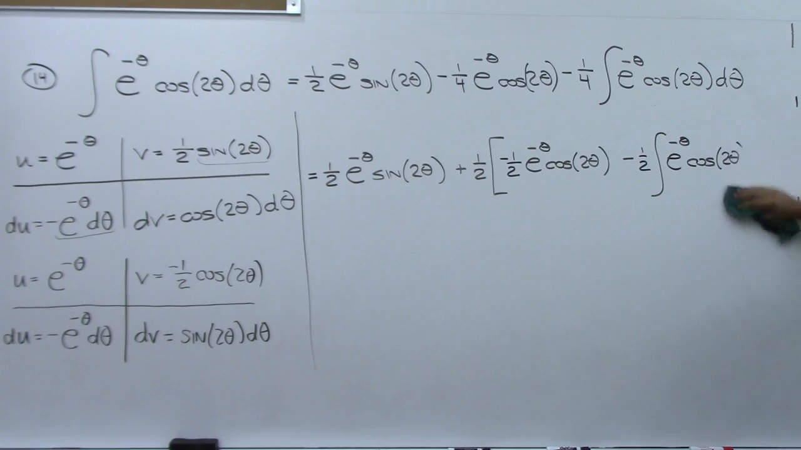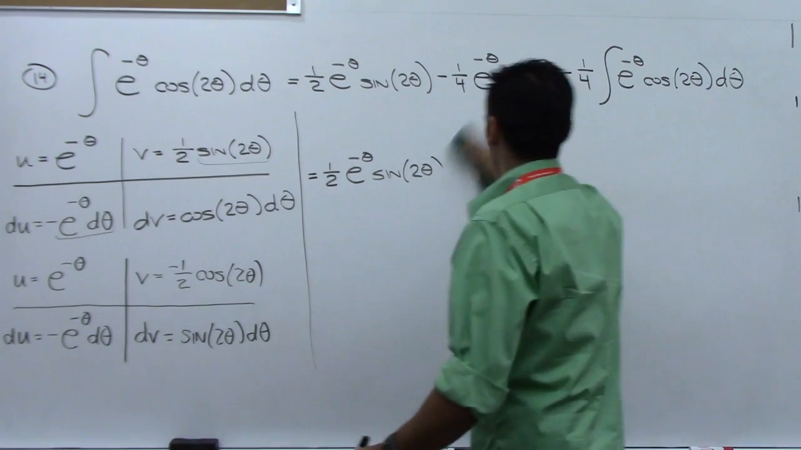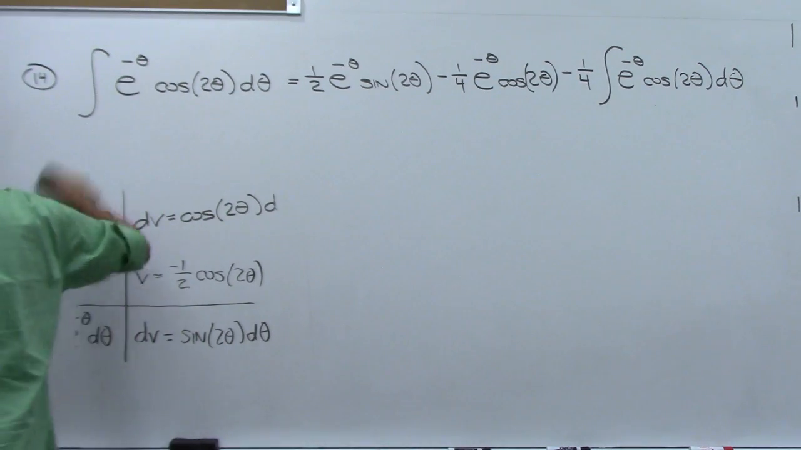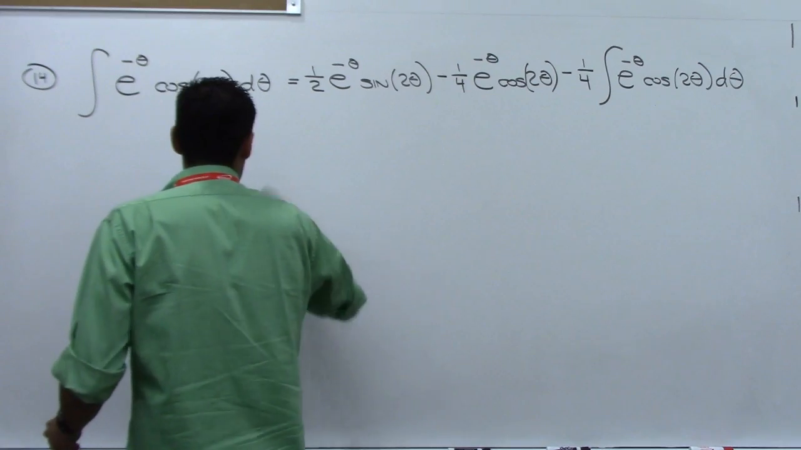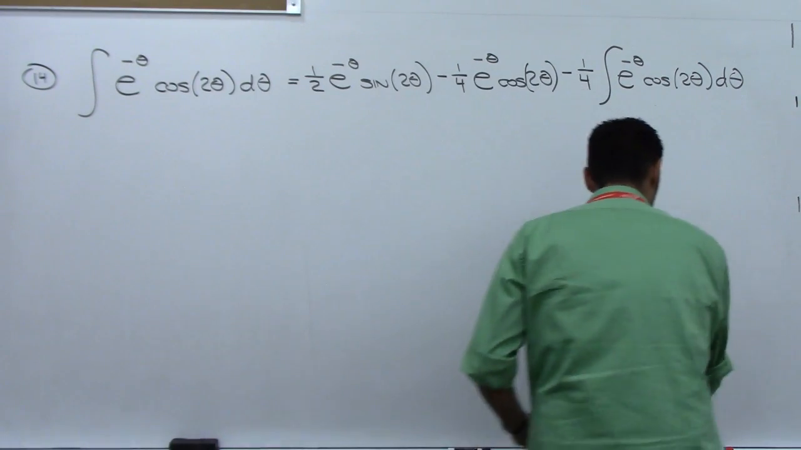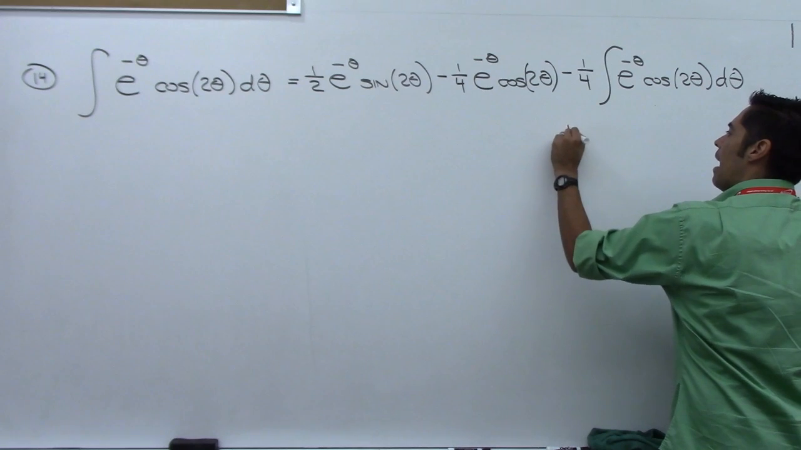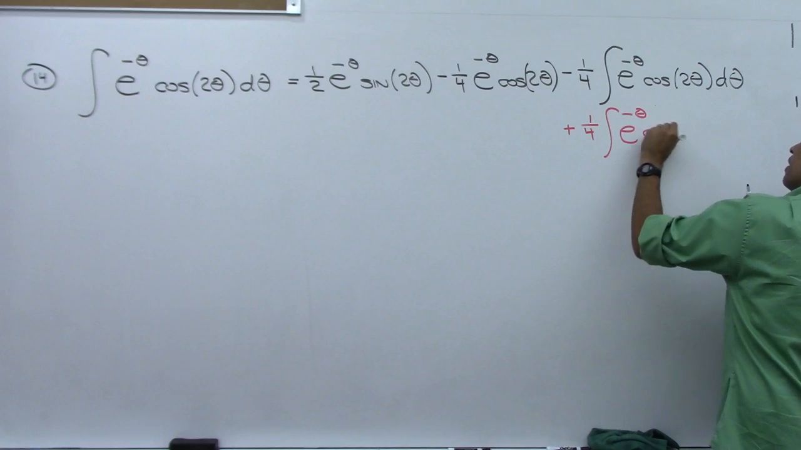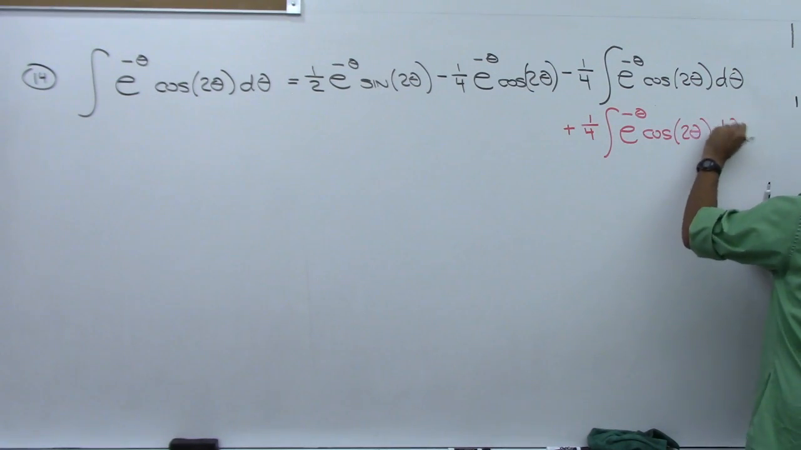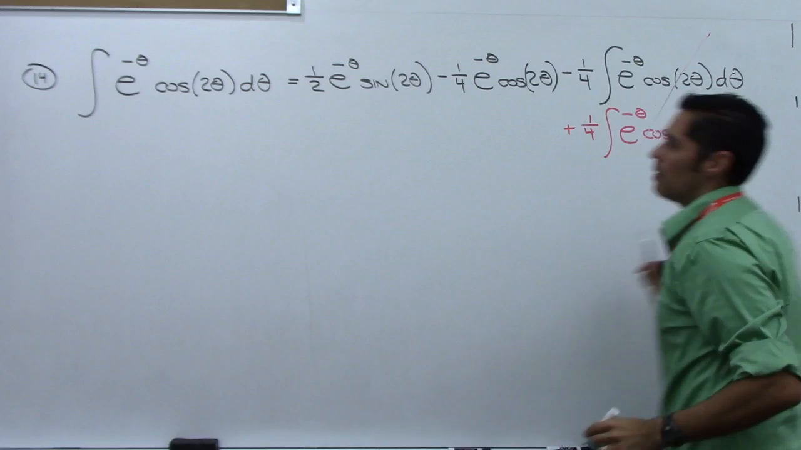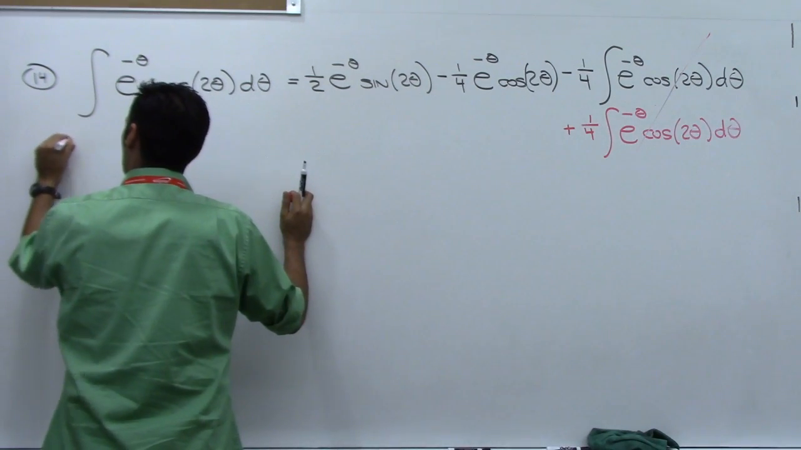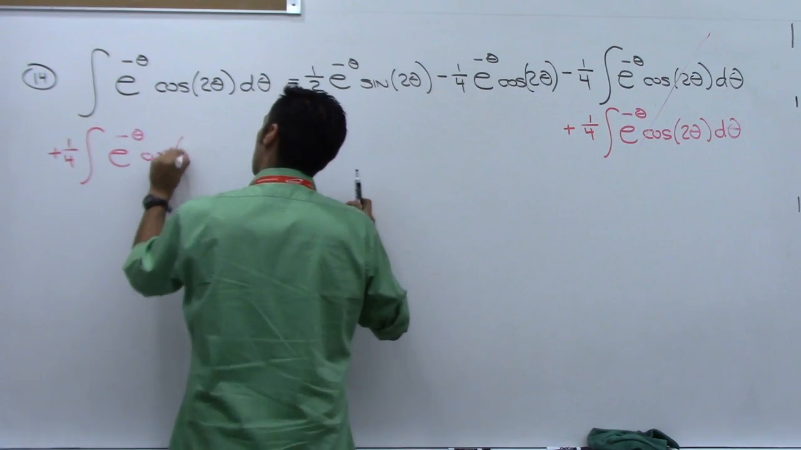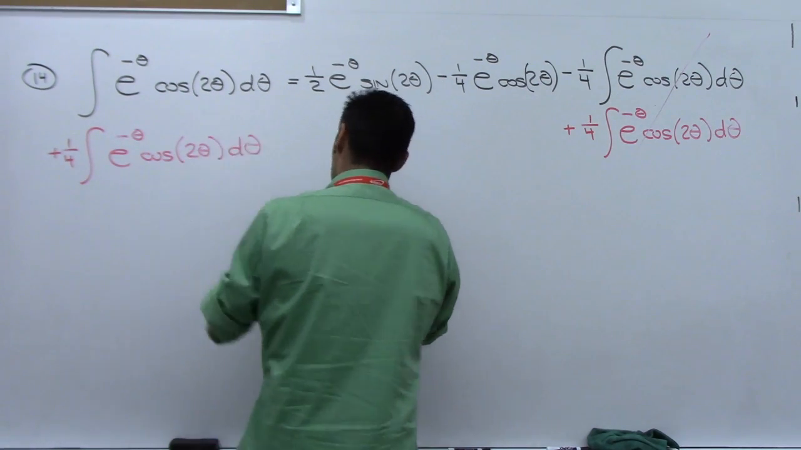And by doing that, I'm actually allowed now to move it to the other side. So I will add to both sides. Yes, I'll add 1/4 of this integral. Whatever it is, I don't know what it is yet. And they'll cancel over here. But if I do that over here, I have to add it over here. Add 1/4 integral e to the negative theta cosine 2 theta d theta.